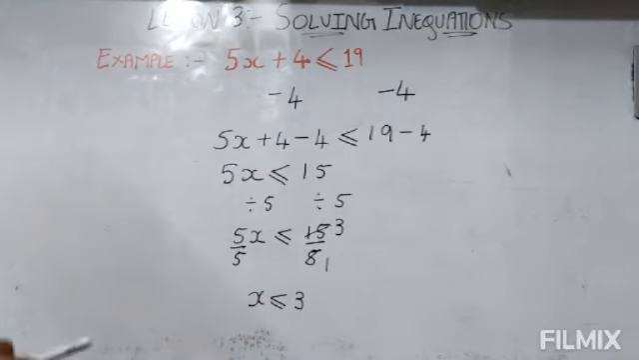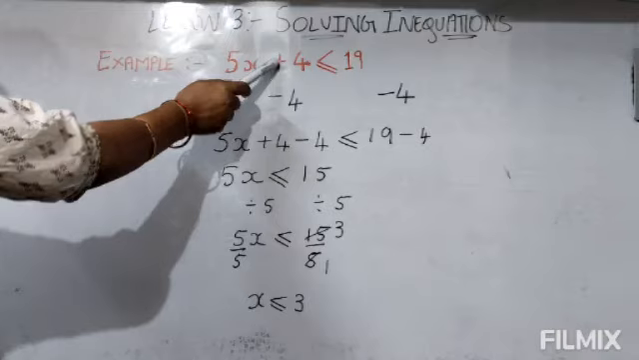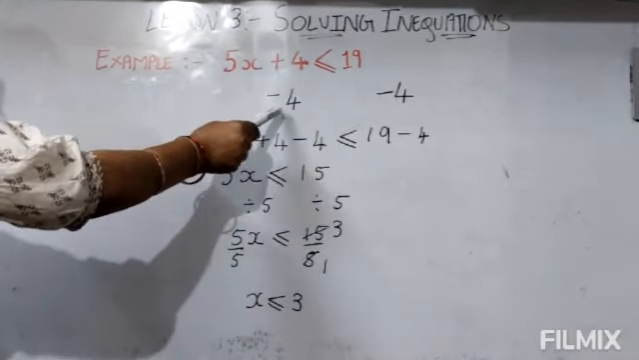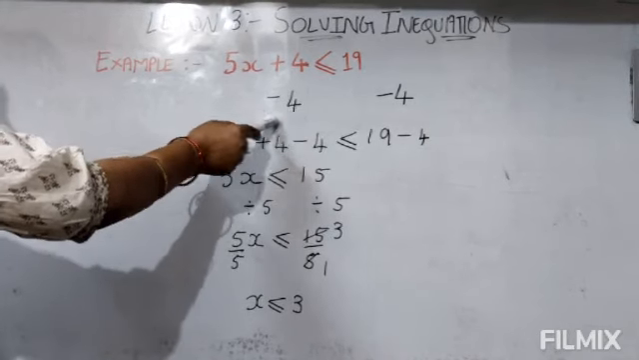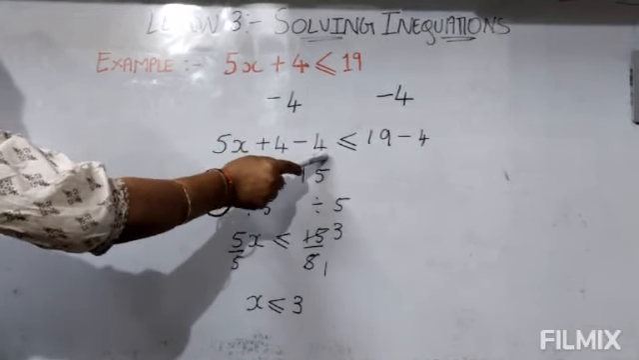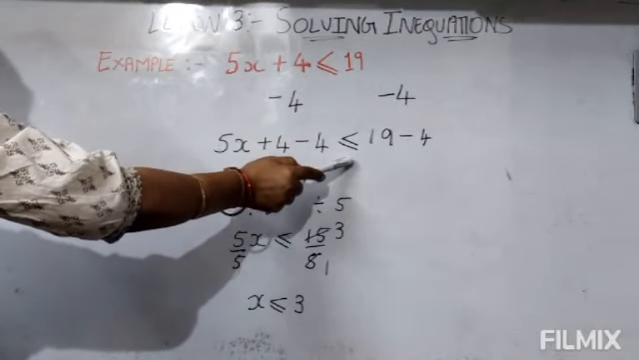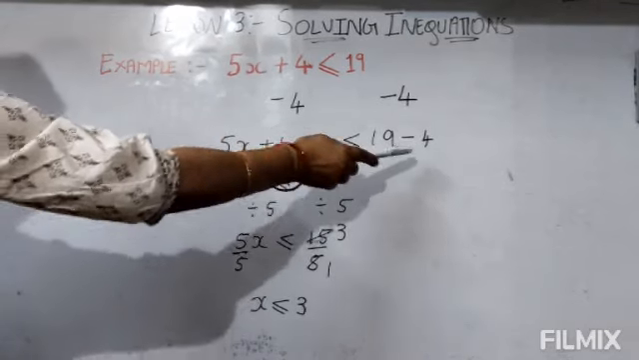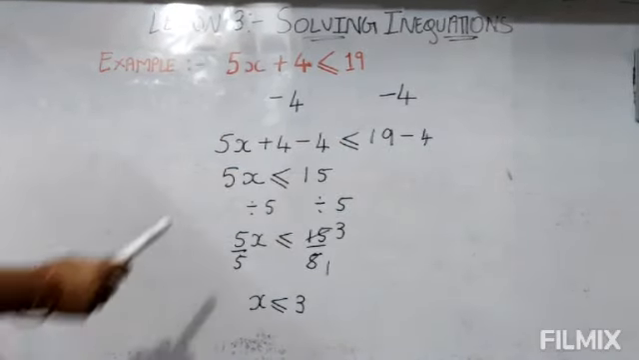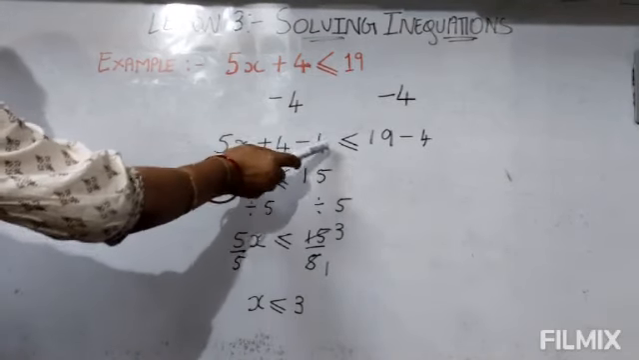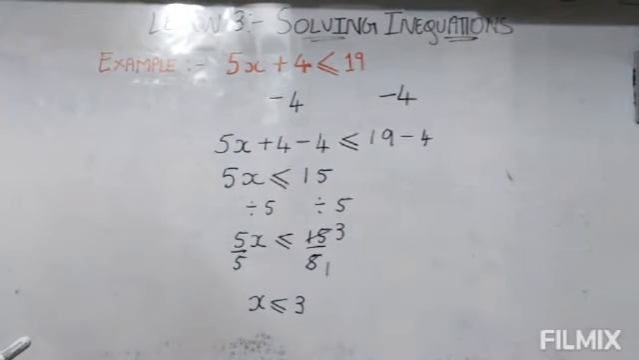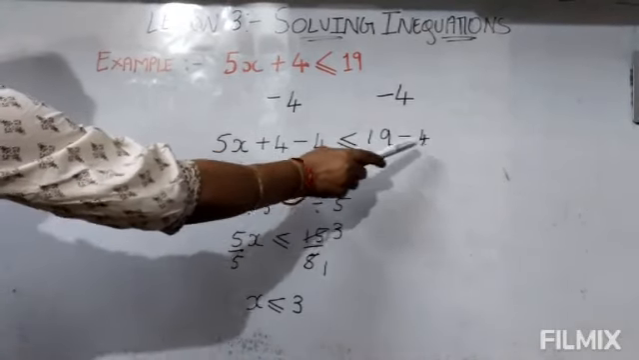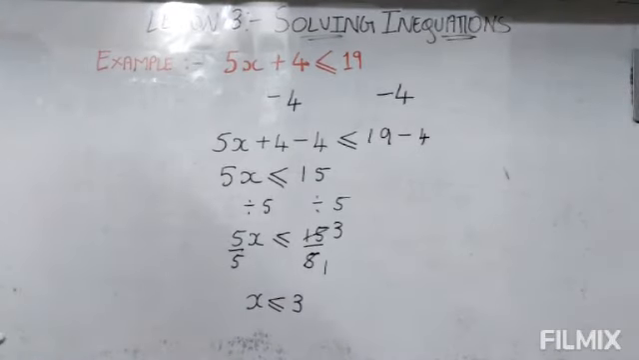Look at this problem now. 5x plus 4, take the sum as it is and take the inverse operation. What is the inverse operation of plus 4? Minus 4. Take this as it is, 19 minus 4. You should take the inverse operation on both sides. 5x plus 4 and minus 4 gets cancelled. So 5x is less than or equal to 19 minus 4, which is 15.